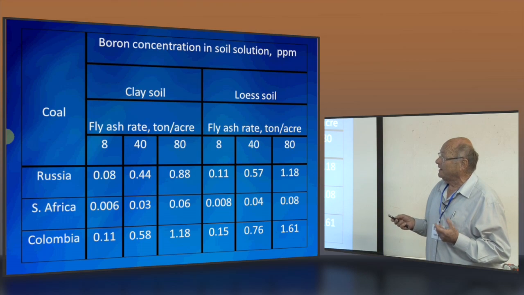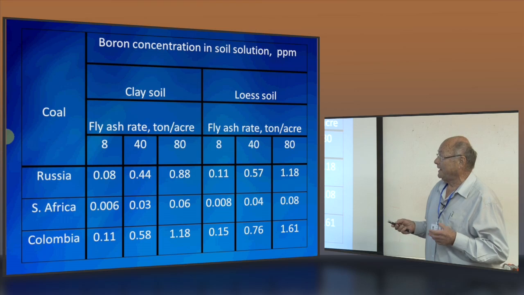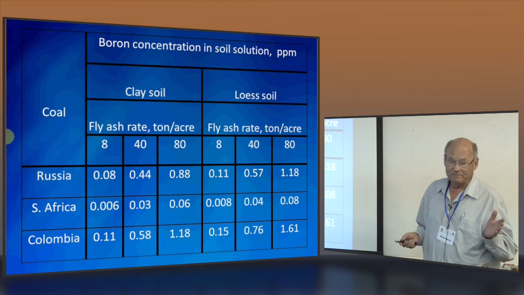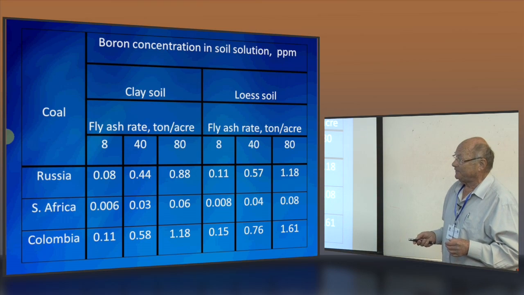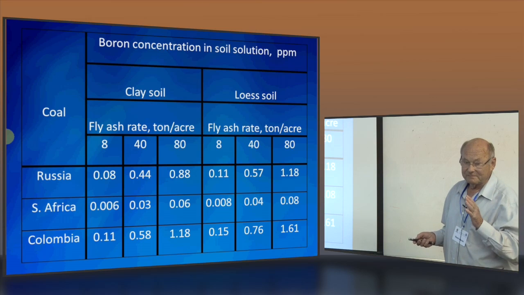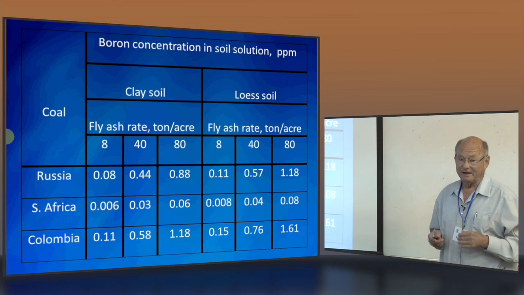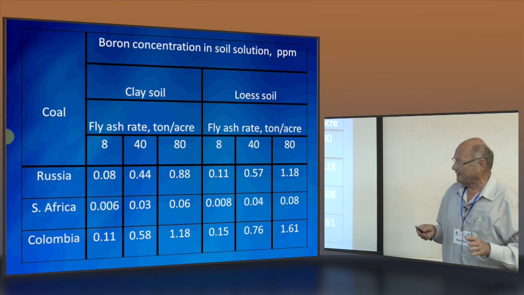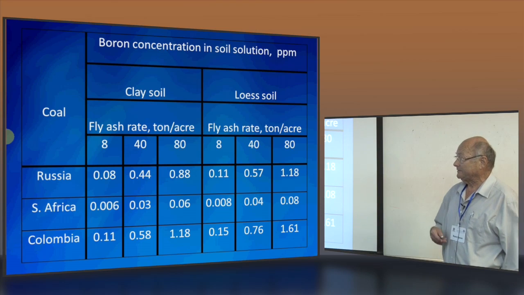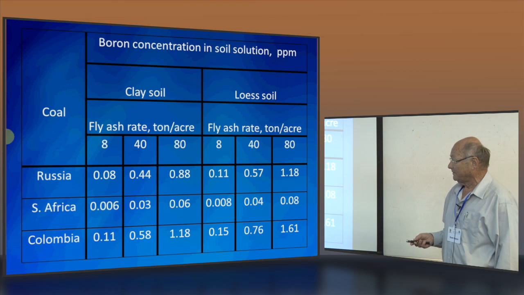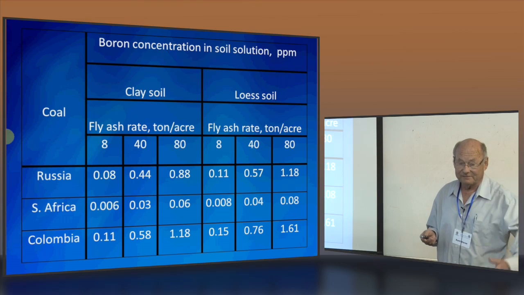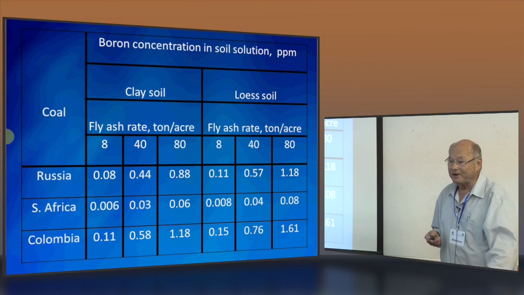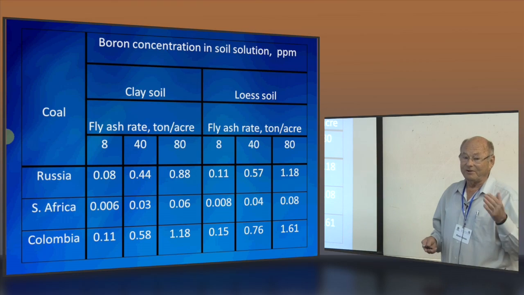But still, after eight tons per hectare, per acre, I'm sorry, it is still very low for the loess soil. For 40, it's not that significant. And remember that there are a lot of precautions that took place here, so we can extract the time even more. And 80 tons means 10 consecutive years at the same place, without leaching, adding into it, the boron level can still be manageable.